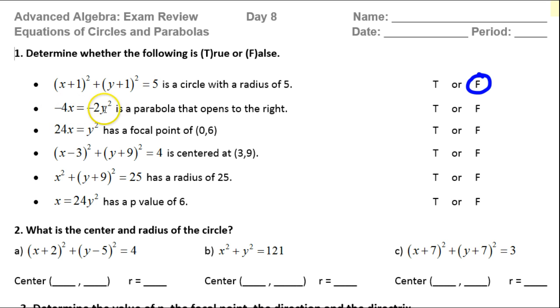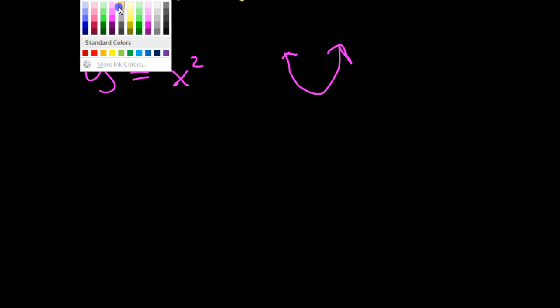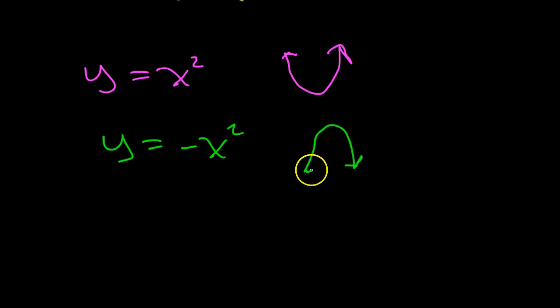So looking at this next one, true or false, this is a parabola that opens to the right. Well, it's definitely a parabola because we only have one variable squared. Now remember this though. The first parabola we ever learned about was y equals x squared, and that was an upward facing parabola. If we had y equals negative x squared, then it would be a downward facing parabola. So when the x was squared, it's either up or down.